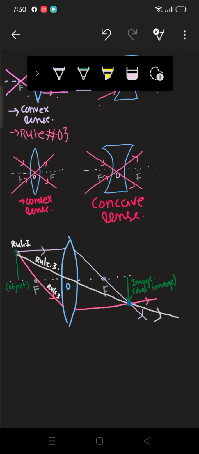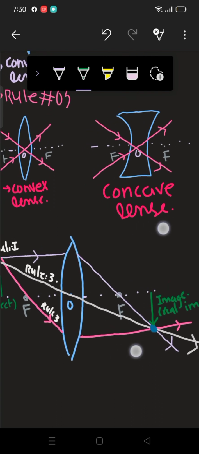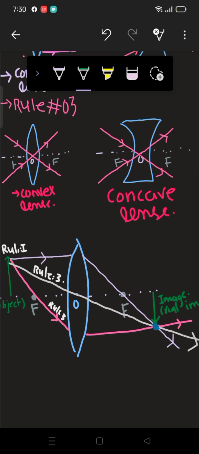So these are the rules we have studied, and we have seen the image formation as well, where the image is formed by using these 3 rules. So this was all for today. In the next video we'll go with the positions of the lenses first, and then we'll go with the thin lens formula. So this was all for today.